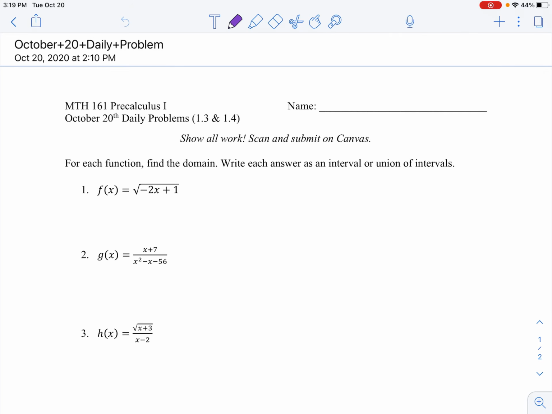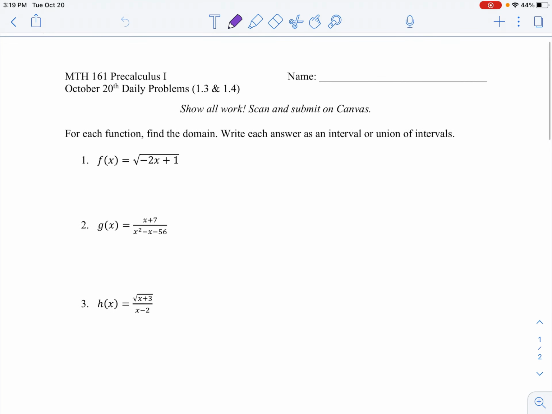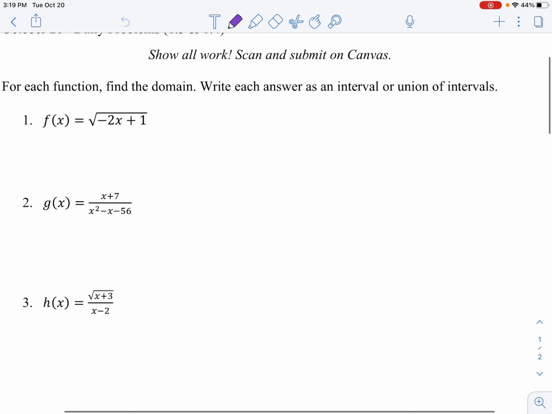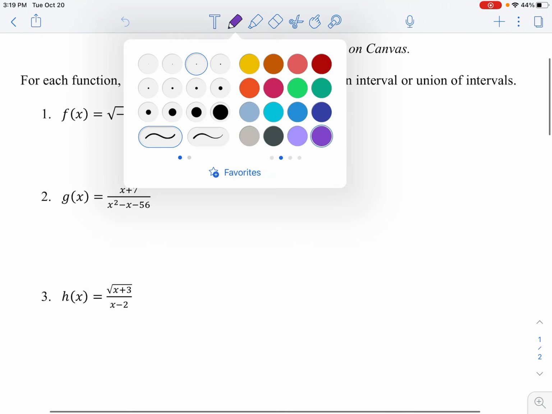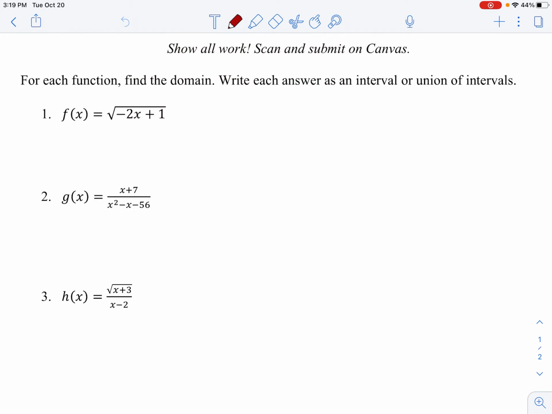Okay, that's good. Alrighty, so for each function, find the domain, and write each answer as an interval or union of intervals. So let's take a look. The very first function, f of x equals square root of negative 2x plus 1. Notice this is a square root function.